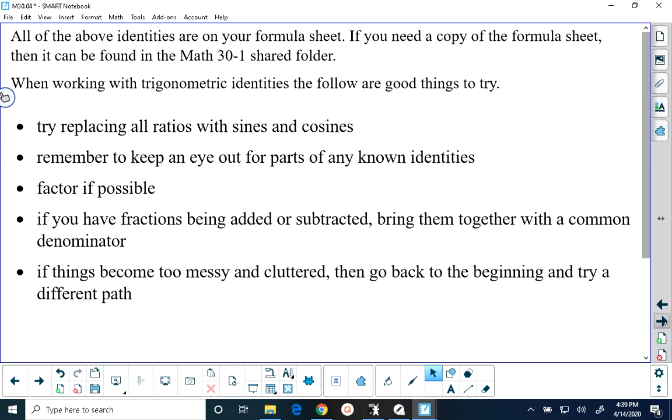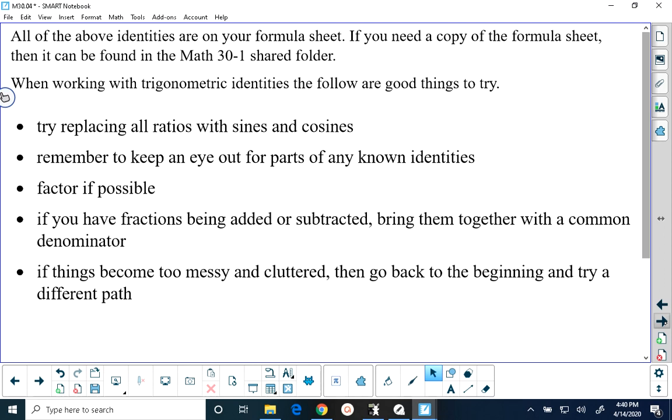What the second point is saying is to keep an eye out for pieces of known identities. For example, I hope I've talked about sine squared of theta plus cos squared of theta enough that if you see that in the future, you go, oh, yeah, I recognize that. That's the number 1.